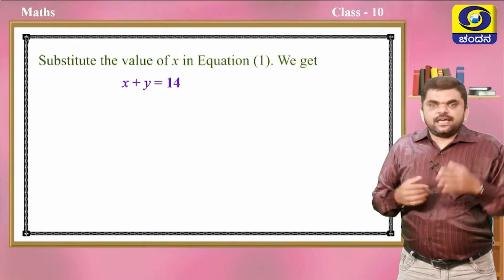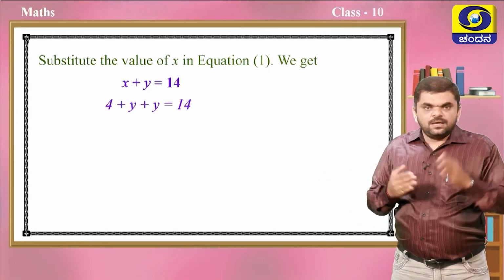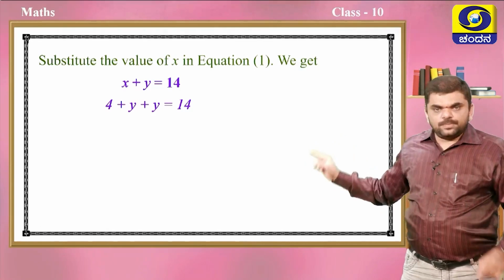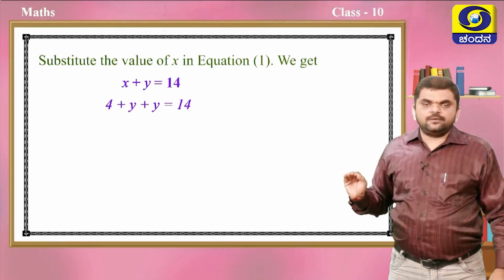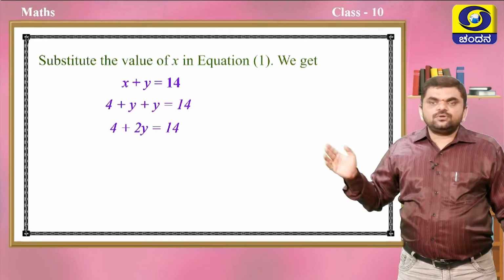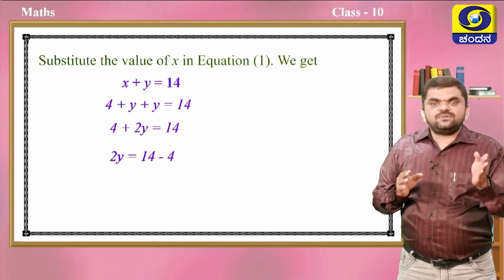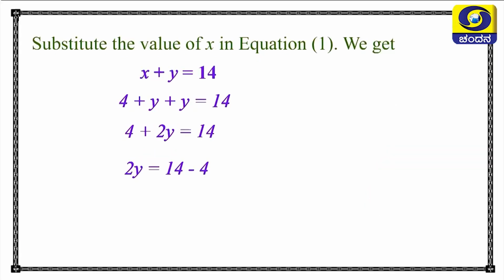What we will get? X plus y is equal to 14. In the place of x, we are going to put the value of x, that is 4 plus y. 4 plus y plus y is equal to 14. 4 plus 2y is equal to 14. Transfer 4 to RHS. We will get 2y is equal to 14 minus 4, that is 2y is equal to 10. What is the value of y here? 10 by 2, or divide both sides by 2, we will get y is equal to 5.